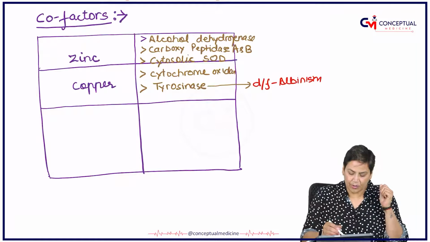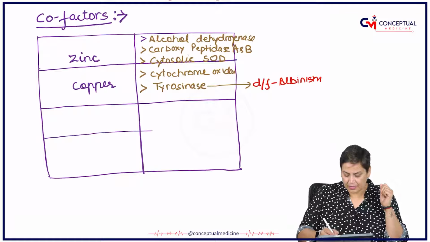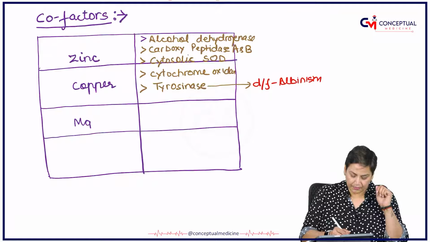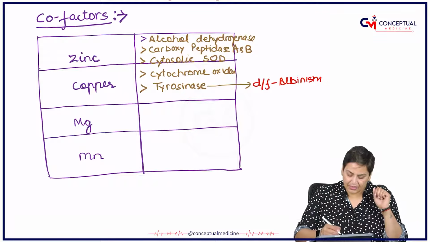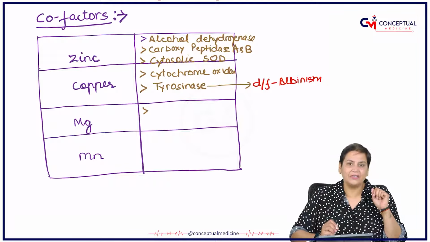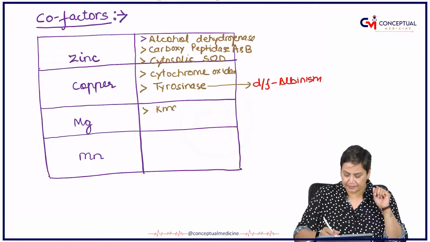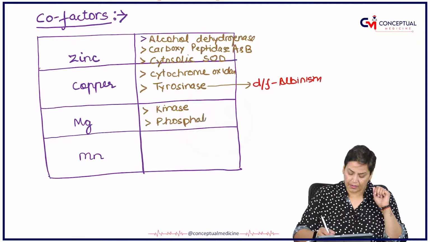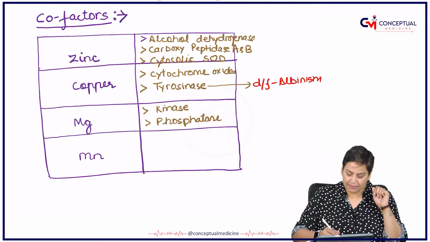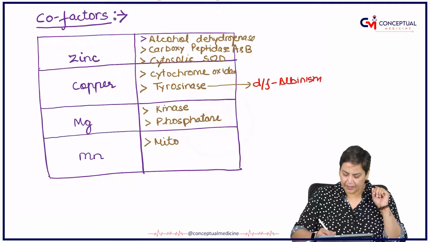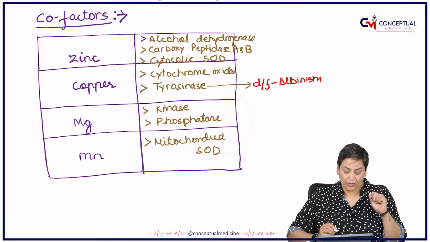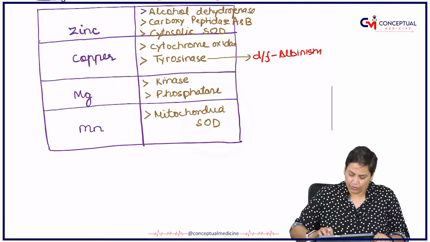Okay. Then after copper, we can quote the example of magnesium, and we can write manganese also. Now magnesium and manganese, always remember, are required for the activity of kinase, phosphatase. And if we talk about manganese, manganese is obviously kinase and phosphatase, but the most important is mitochondrial superoxide dismutase. Now here you have to remember one exception.